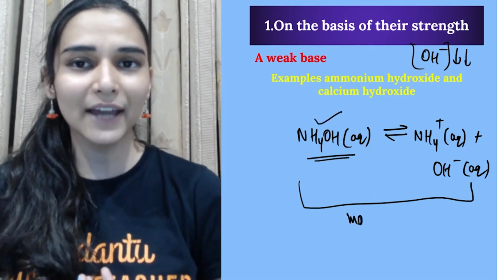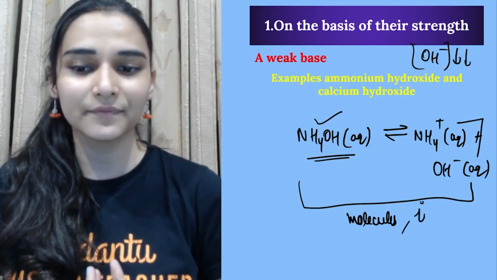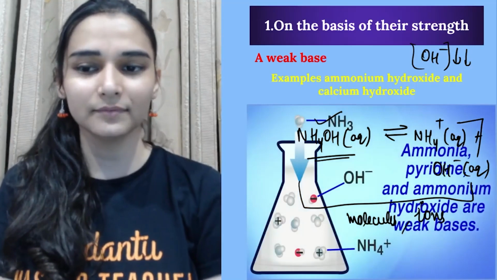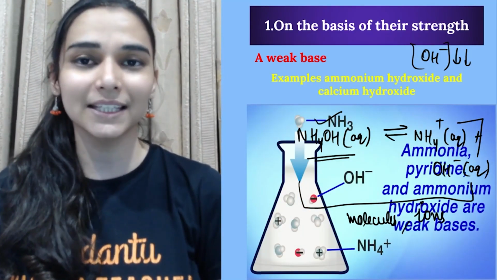Molecules of ammonium hydroxide, right. Apart from that, these free ions would also be there. So molecules and ions both would be there. Okay, some more examples are there. Ammonia is there, pyridine is there.